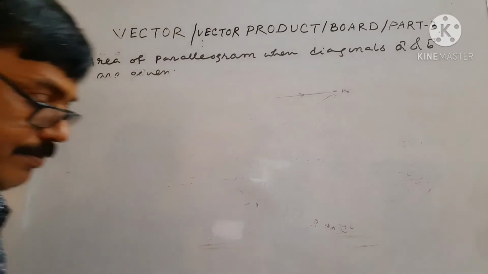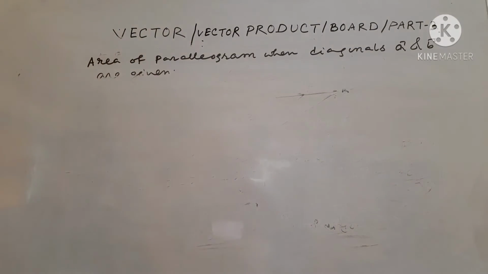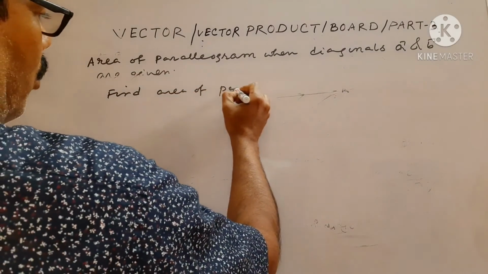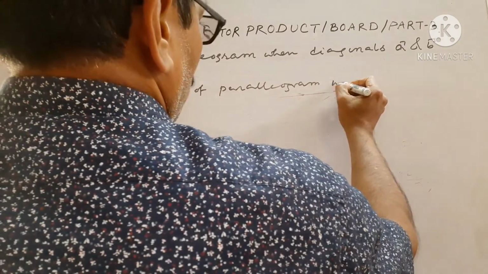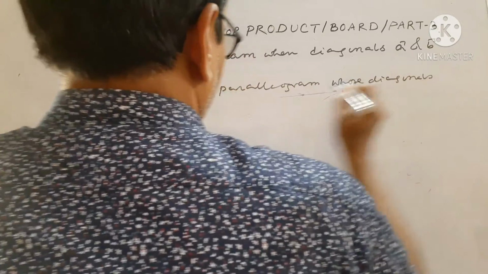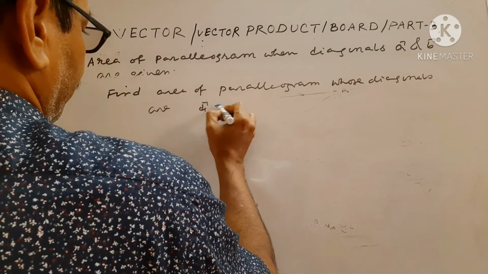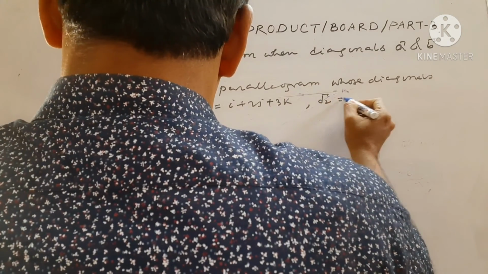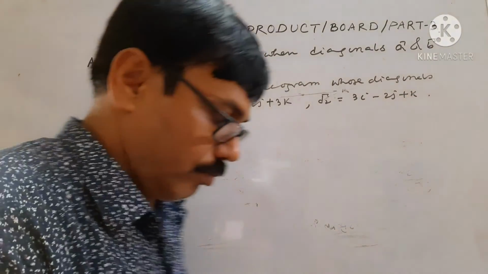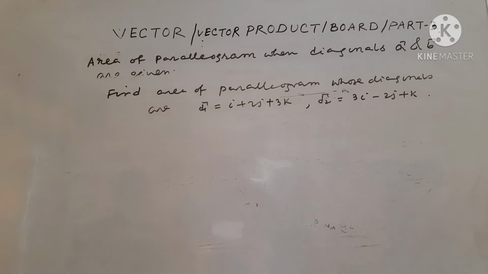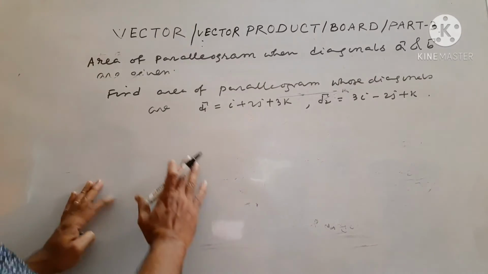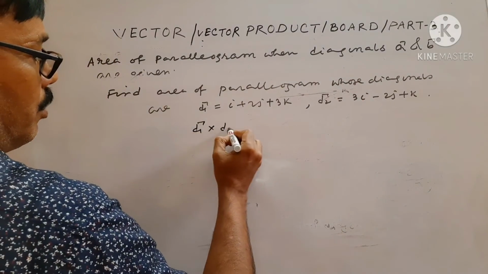So one application. Find the area of a parallelogram whose diagonals are d1 equals i plus 2j plus 3k, and d2 equals 3i minus 2j plus k. So the area of a parallelogram, we know, is half of d1 cross d2. So we calculate d1 cross d2.